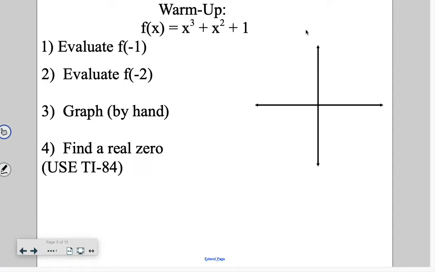All right, given that cubic equation, I want you to do these first three. We'll do number 4 together. We'll do the graph and calculator part together.